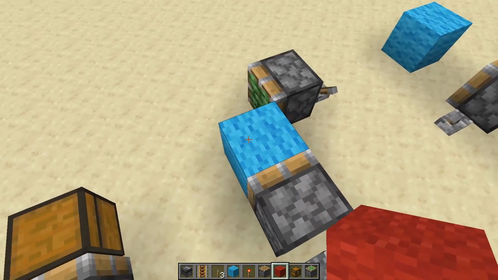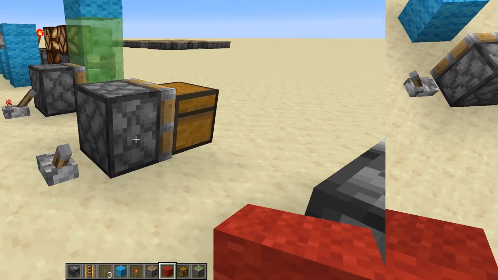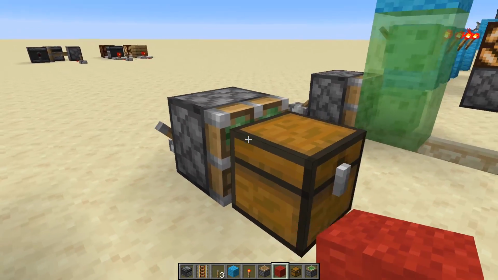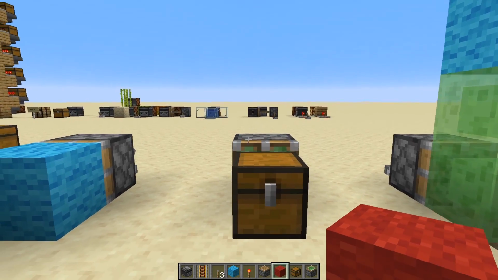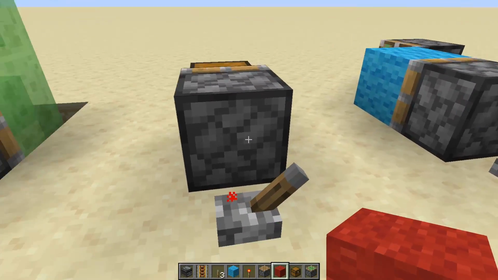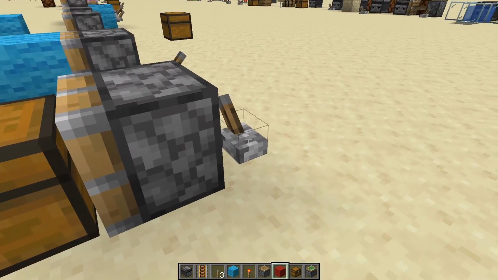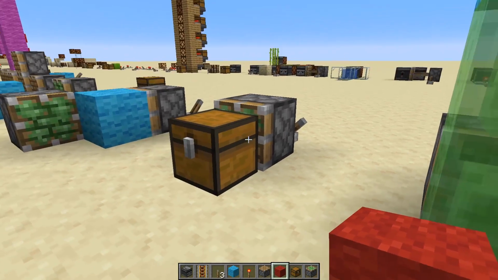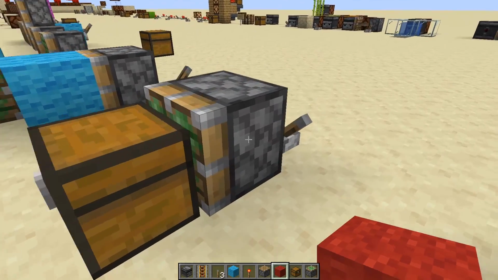Other than that, you can always move the block in front of it. Now it is important to remember that there are several blocks, such as chests, obsidian, and furnaces, that are not going to be able to be pushed. They're immovable objects, and they're not being pushed by pistons or sticky pistons or anything.